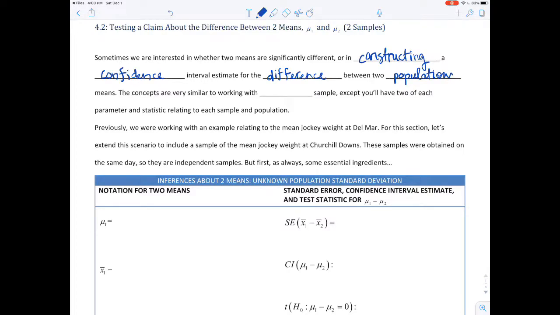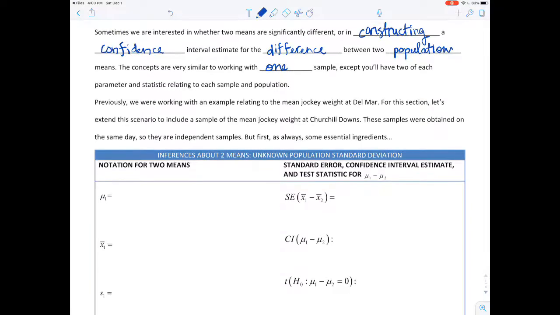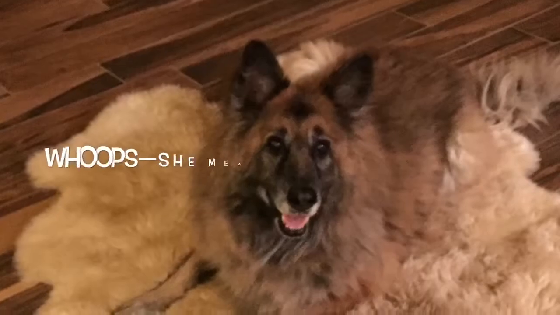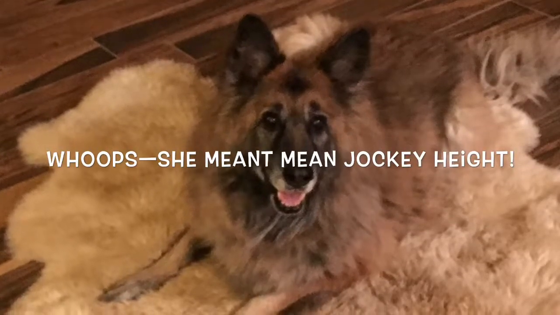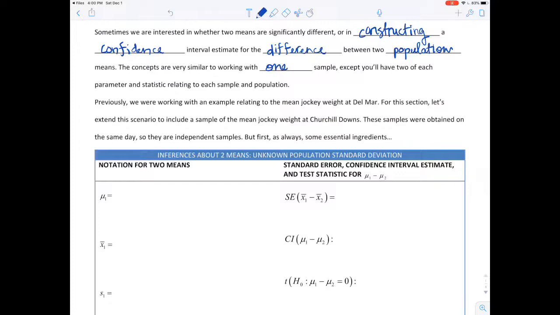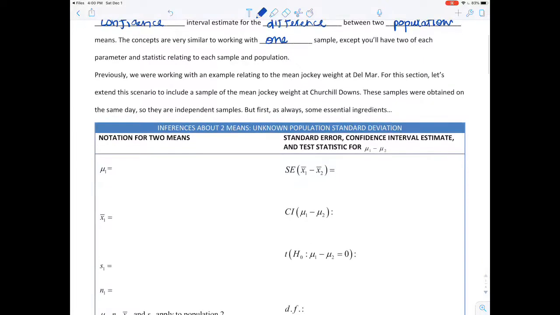The concepts are very similar to working with one sample, except you'll have two of each parameter and statistic relating to each sample and population. Previously, we were working with an example relating to the mean jockey weight at Del Mar. For this section, let's extend this scenario to include a sample of the mean jockey weight at Churchill Downs. These samples were obtained on the same day, so they are independent samples. But first, as always, some essential ingredients.